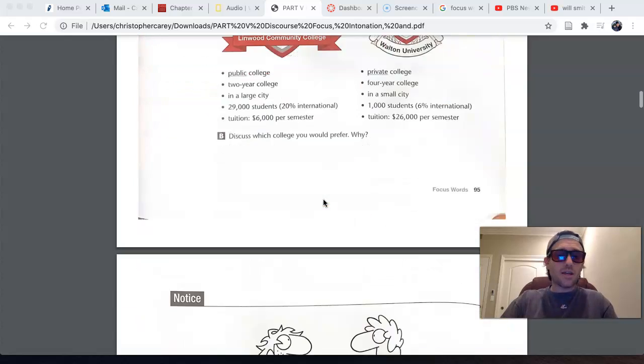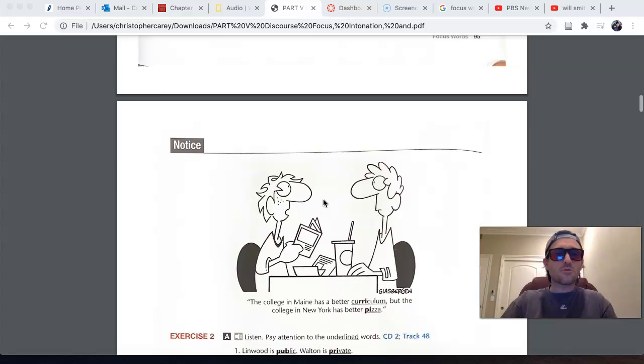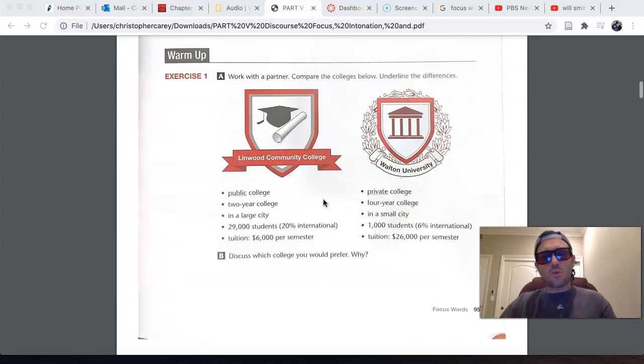All right, so we're going to go ahead and do the warm up. Actually, all of pages 95 and 96 are warm up exercises. So take a look at exercise 1 on page 95. Compare these two colleges. And in terms of the differences between the two, what content words would you pick that stand out? About 10 more seconds.